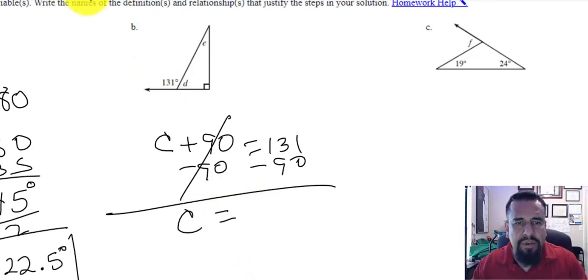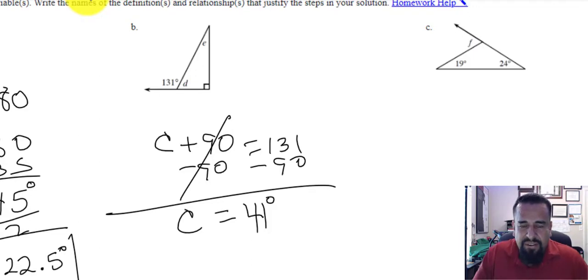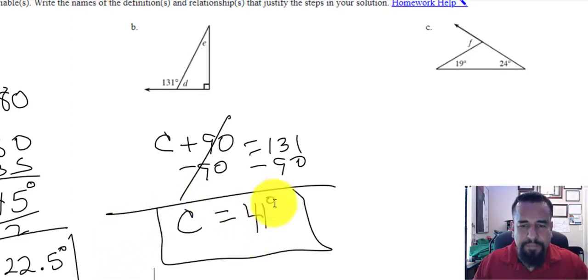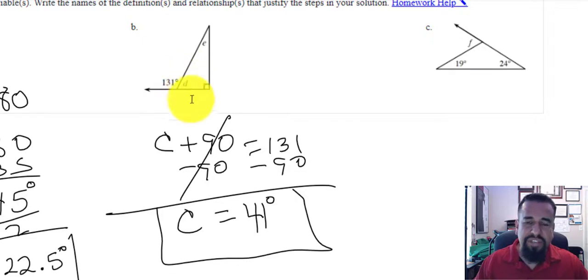41 degrees. I'll admit, I had to use my calculator. I don't know, I just didn't feel like subtracting it in my head. All right. So C equals 41 degrees. That's simple. But notice, we have the value of C. We found this value. We didn't find D, so we still need to find D.